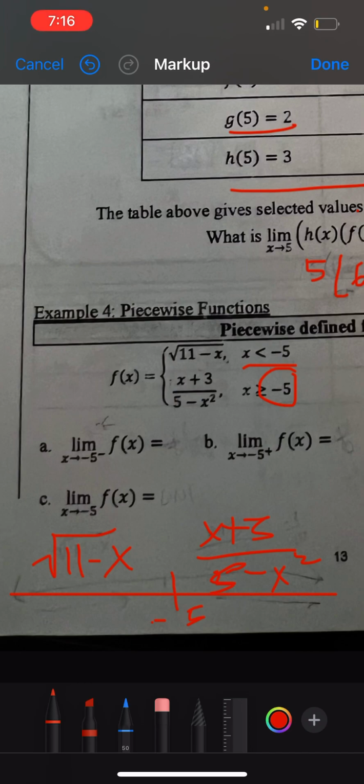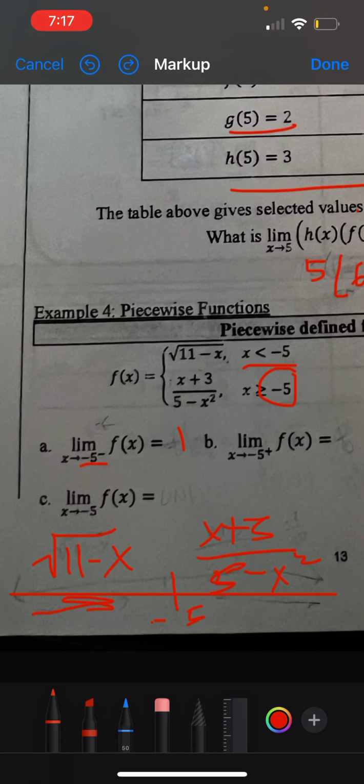So from here, we can just plug in the values, basically. This is as it approaches from the left. So we're talking about this one. We plug in negative 5, 11 minus negative 5, and we find that this is equal to 16. So then 16, and the square root of that is equal to 4, right? So that's how we get that.